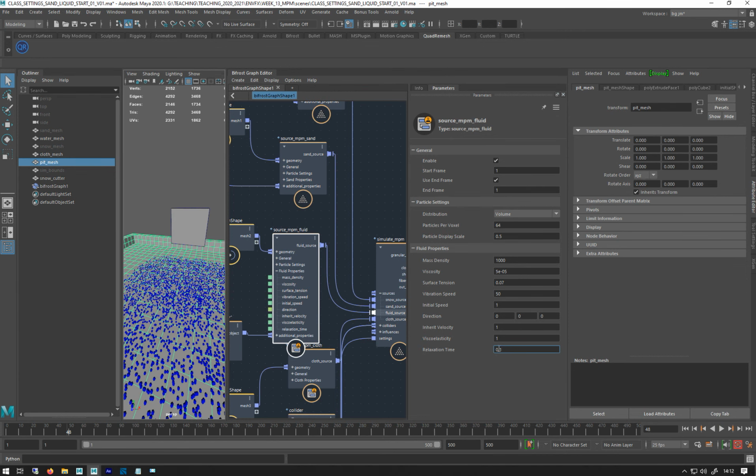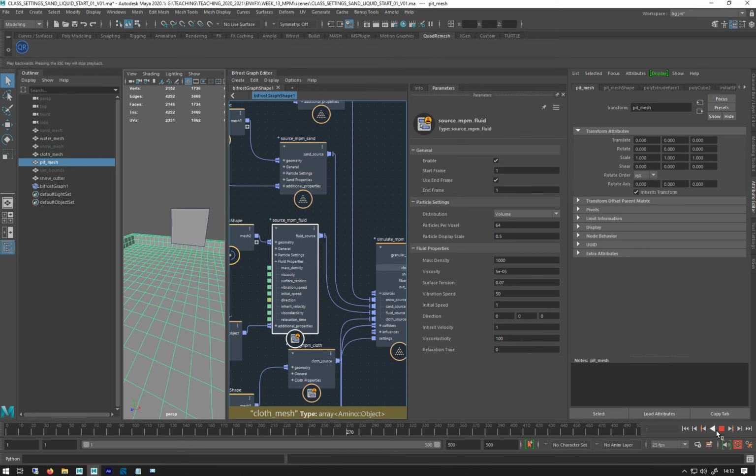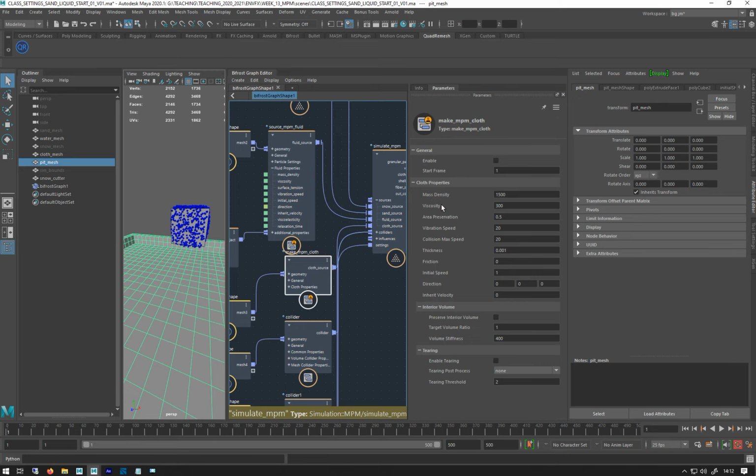So let's try that at 100 again and see what we get. You can't really tell, but it's a speed thing. It's how quickly it will try to revert. So that's fluids and sand. We'll look at cloth separately.